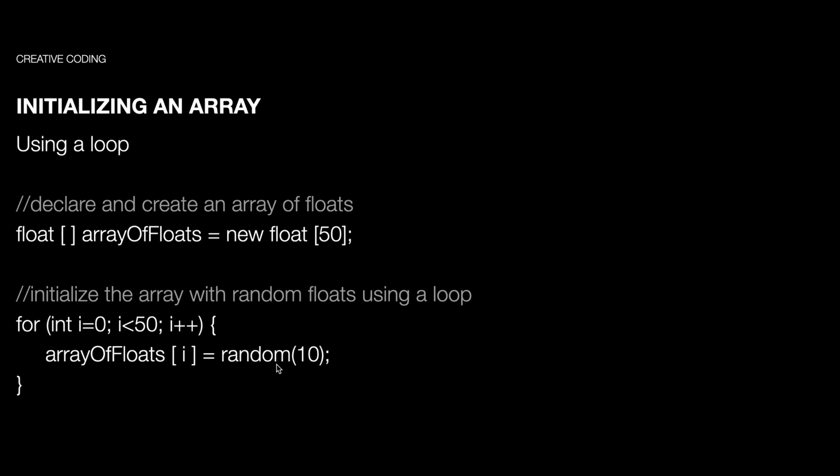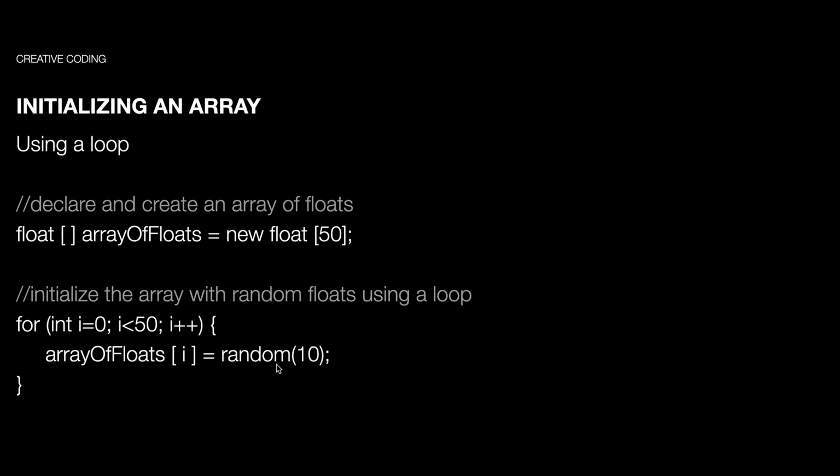So here's an example of some code that would, if we're going through the phases again, declare and create an array. In this case, we'll do floats. So you have the type float, the square brackets, the name of the array of floats, equals, we'll use the new operator here, new, type again, float. And in this case, we're going to fill it with 50 elements. And then we'll initialize the array with random floats. And we can do this with a for loop. We could do it with a while loop as well. I'm going to do it with a for loop.